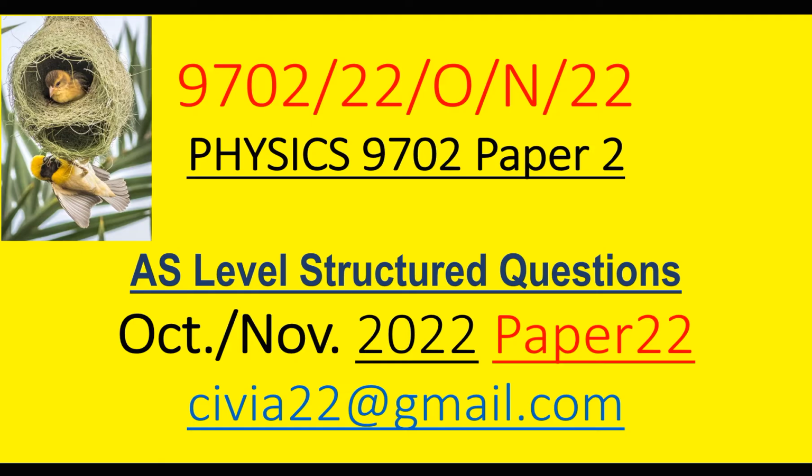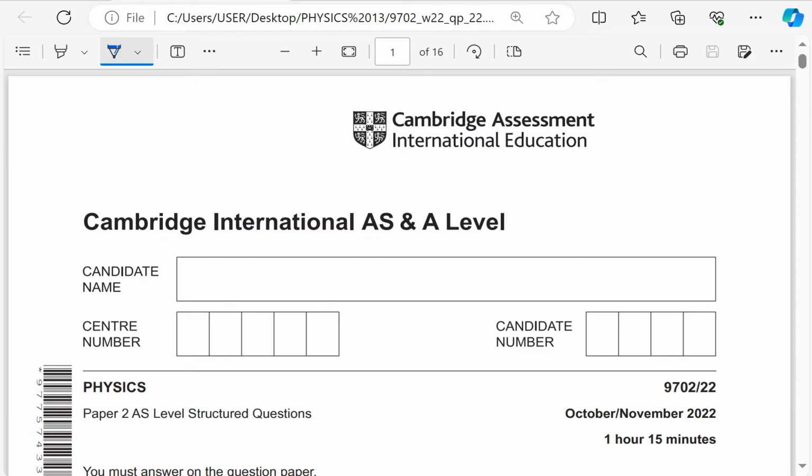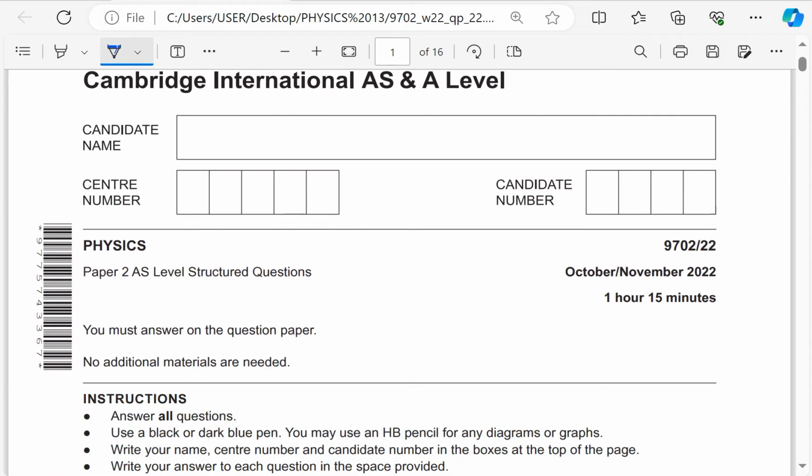This is AS level structured questions, October/November 2022. So I'd like to take you to the question paper. So here is the question paper, 9702, October/November 2022. The paper is 1 hour and 15 minutes.